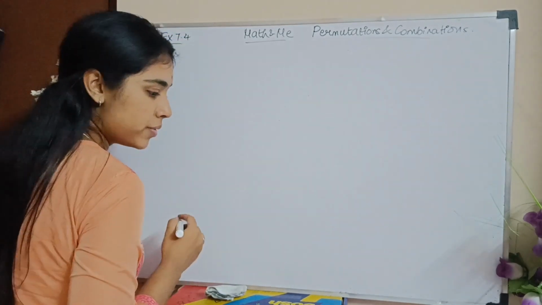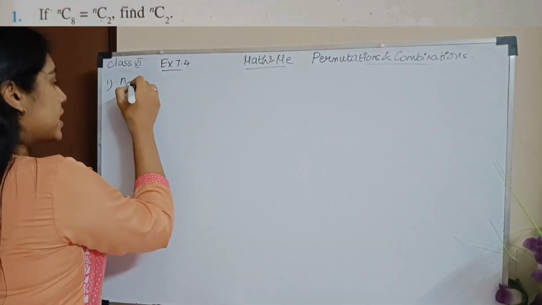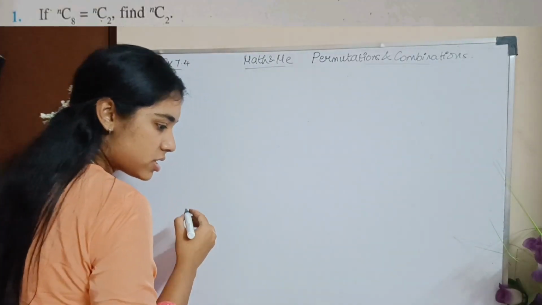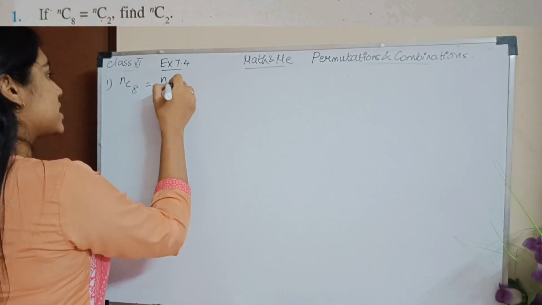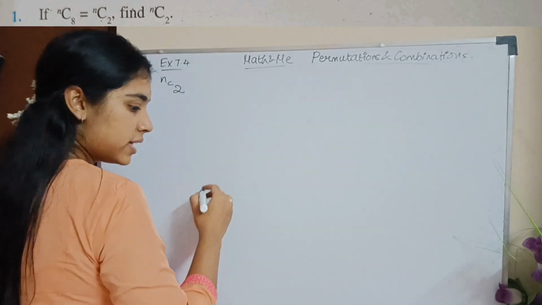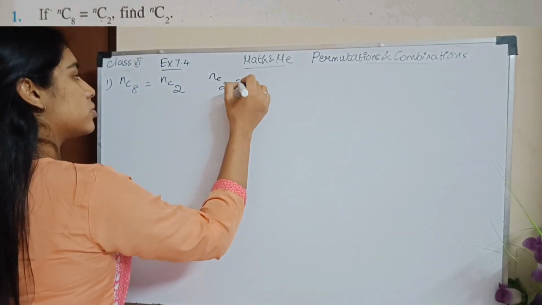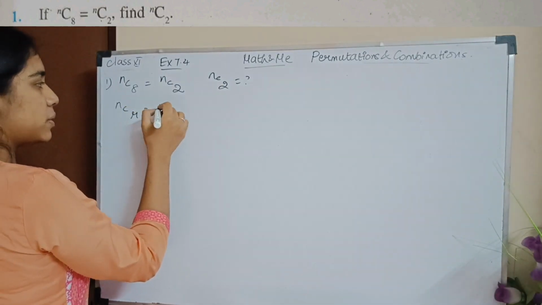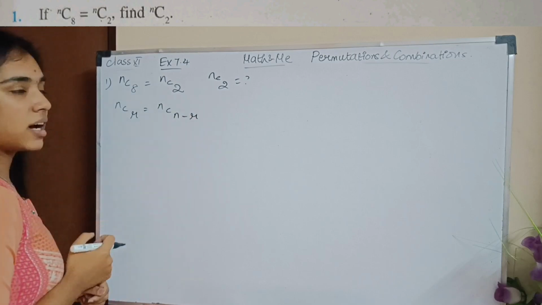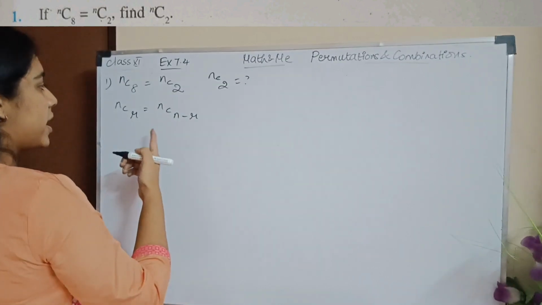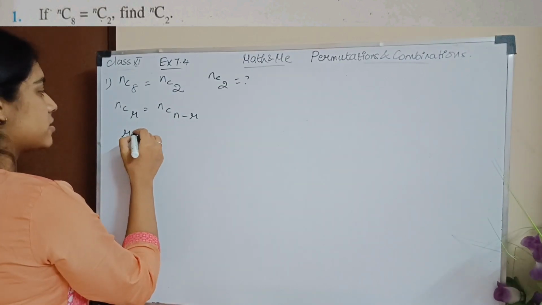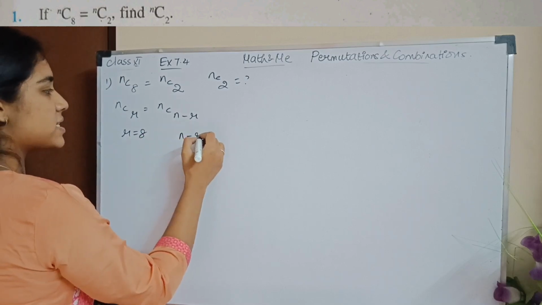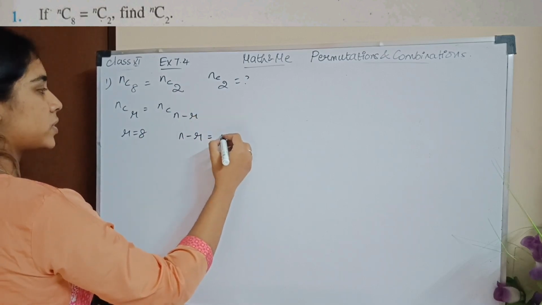Exercise 7.4, question number 1. nC8 equals nC2. Find nC2. So we very well know that nCr equals nC(n minus r), the theorem we studied. So what do you have? r equals 8, so your n minus r equals 2.